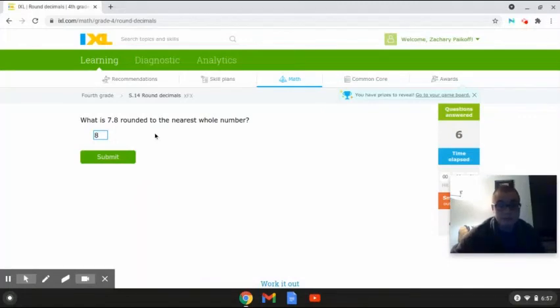So the answer for this problem is 8, because we took a look at the key digit and saw that the number next to it was bigger than 5, so we rounded it up, and 8 is 7.8 rounded to the nearest whole number. And that is how to solve this problem.